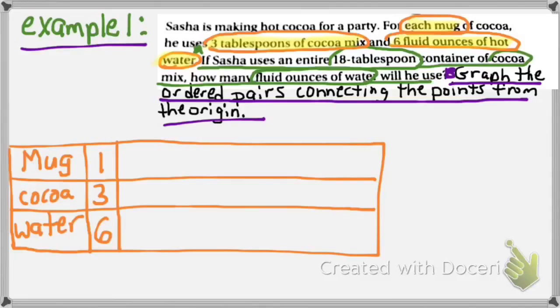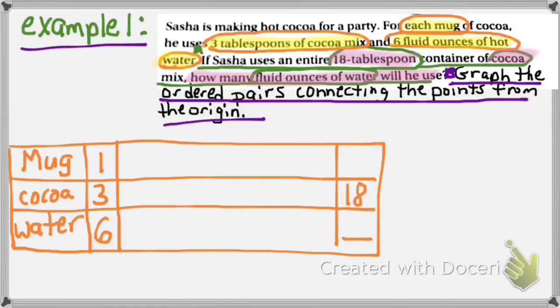Put a line there. I know if I go into my question, which is underlined in green, it says if Sasha uses the entire 18 tablespoon container of cocoa, so under cocoa I would need 18 tablespoons. I'll go all the way down to the end of my table, make a line, and under cocoa I'll write 18 because that's where I'm going to stop. And the question wants to know how many fluid ounces of water will he use. What I don't know for the 18 is the water, so I'll put the underline or the blank there. Now I can go back in section by section to fill out my chart.